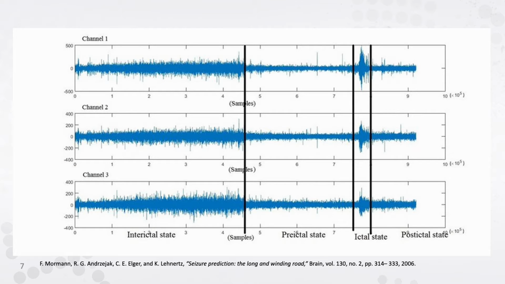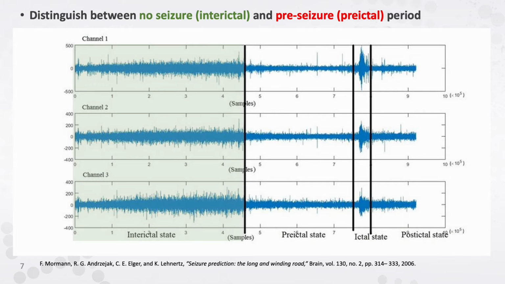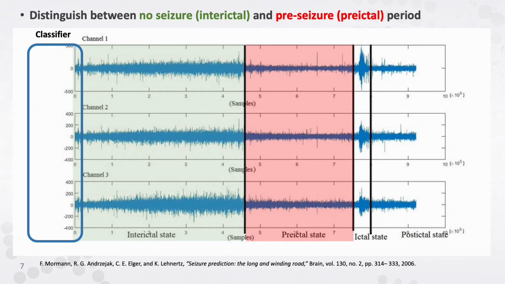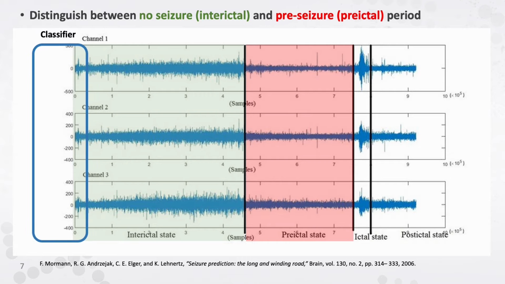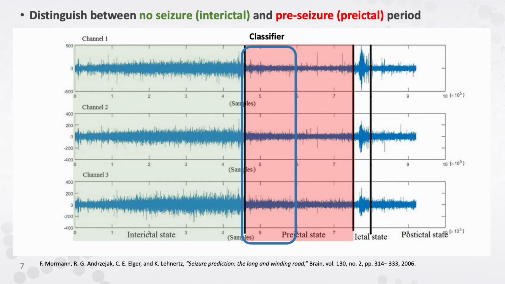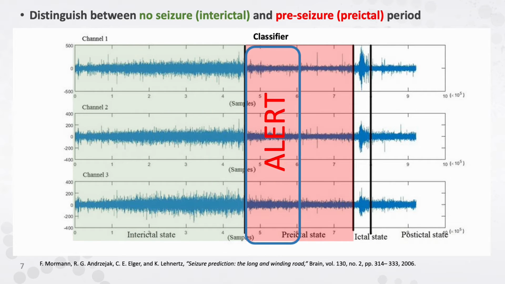So the way most works generally address seizure prediction is they try to distinguish between the interictal state and the preictal state, so the non-seizure state and the pre-seizure state. And the idea is that you have a classifier that takes as input this time series EEG, and once it reaches a pre-seizure state, it raises an alert and notifies the proper authorities or the patient itself.